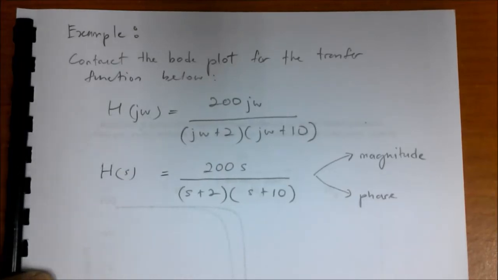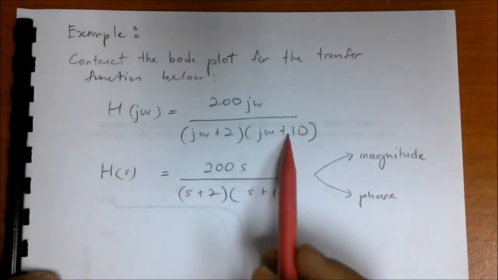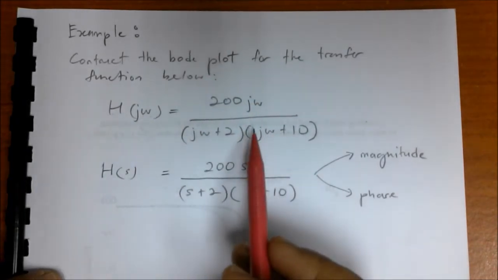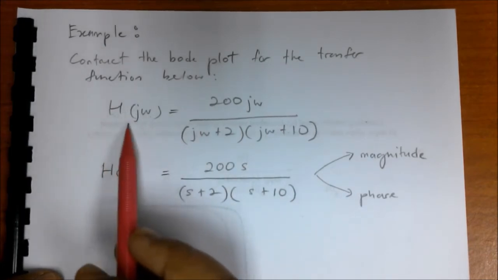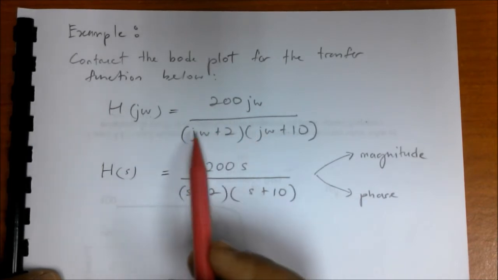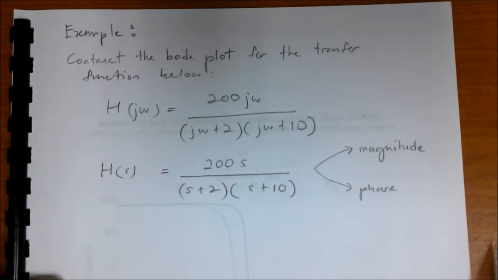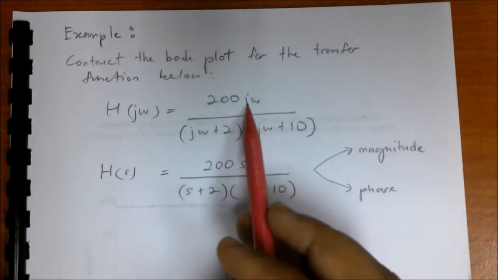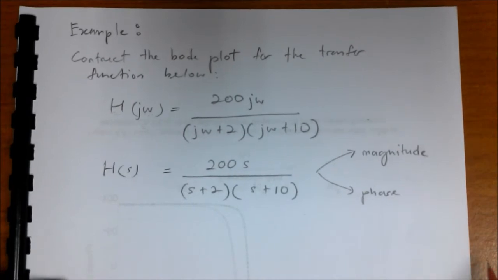Okay, in this video we will look at how to construct the Bode plot for this transfer function. So we have a transfer function here. It's written as H(jω) equals 200jω over (jω plus 2) times (jω plus 10).